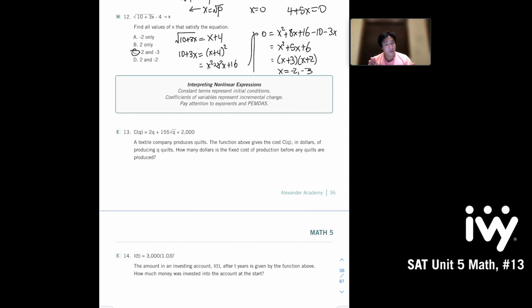So in this case, what is our constant term? This term has Q in it, this term has Q in it, but this does not. So it is our initial condition, or our constant term. So what is the cost of production before any quilts are produced? It's going to be $2,000.